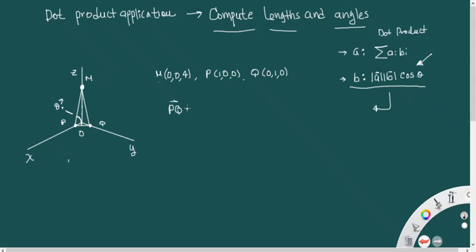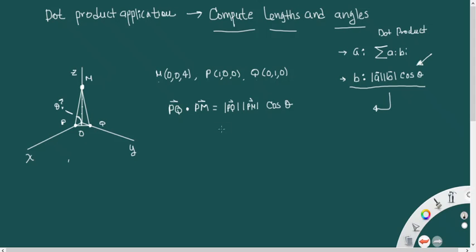And we know that the dot product of two vectors, our second vector will be PM. We know from this first formula and from this second formula that the dot product between two vectors equals, for this case, the length or the modulus of vector PQ times the length or the modulus of the vector PM times the cosine of the angle between them.